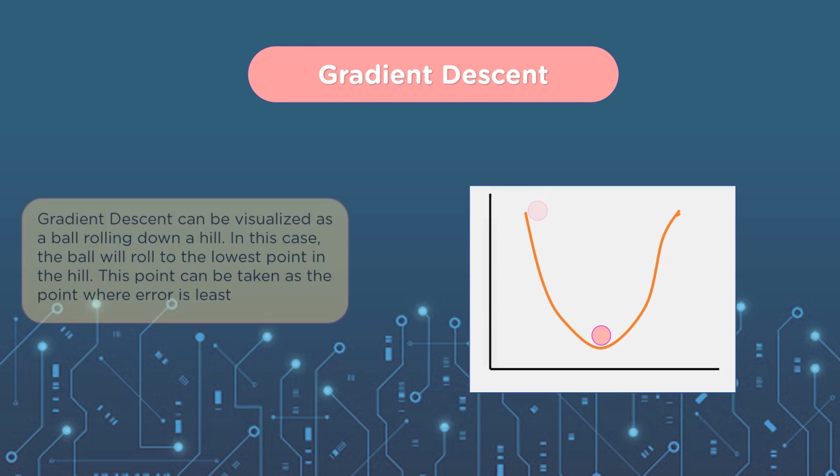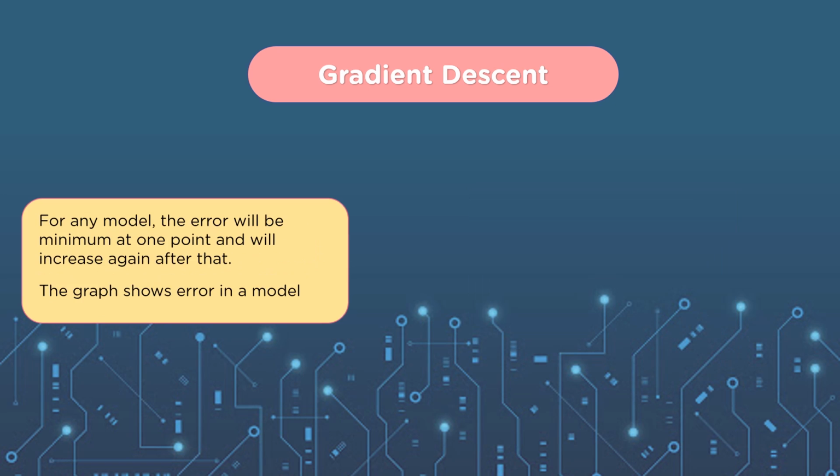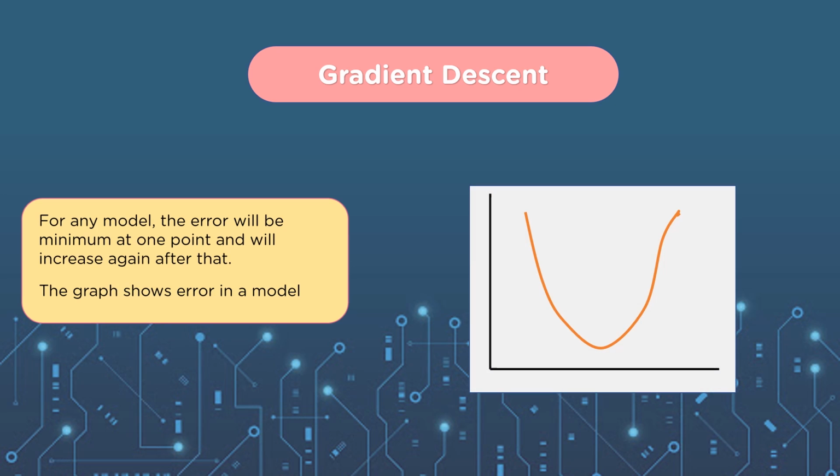And so gradient descent can be visualized as a ball rolling down a hill. In this case, the ball will roll to the lowest point in the hill. This point can be taken as a point where the error is least. For any model, the error will be minimum at one point and will increase again after that. The graph shows the error in a model. And again, this comes off of the fact that we're squaring the error. The best error you can have is 0. But even if you have a negative error, it gets squared, so it's plus or minus 1. It's not looked at as a negative error and a plus error. It's just how far off are we from the least amount of error.